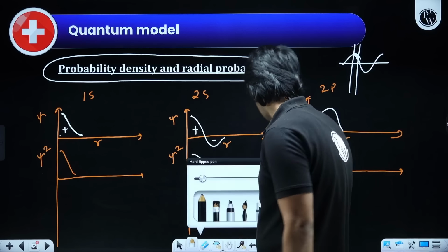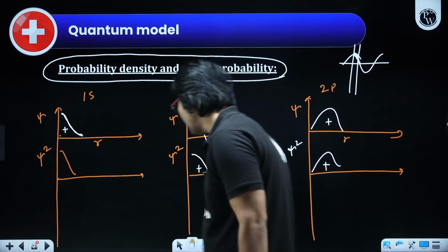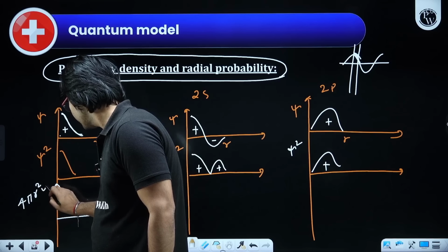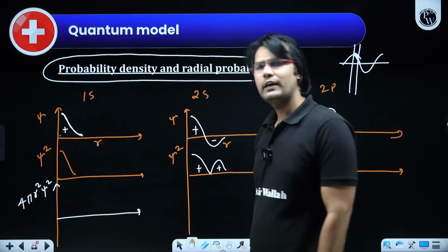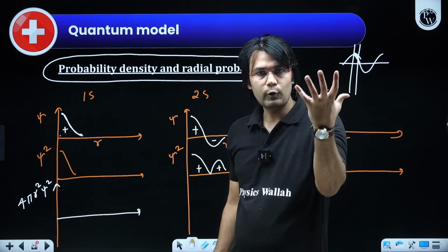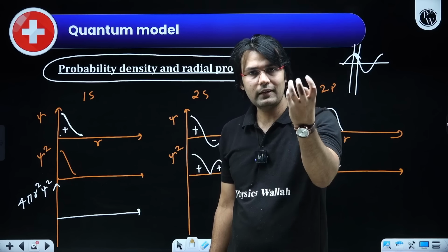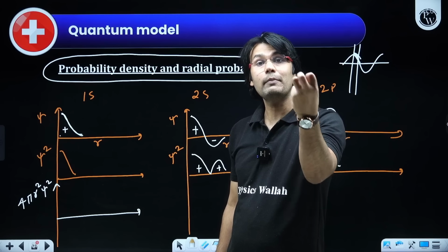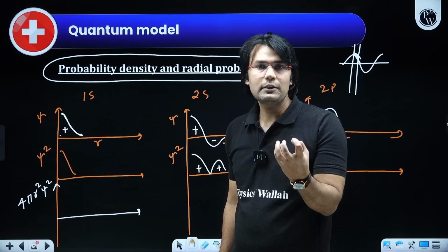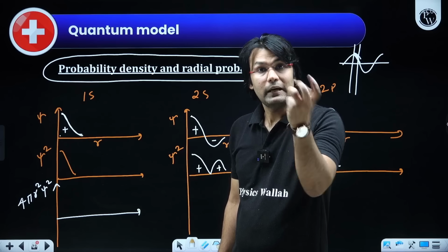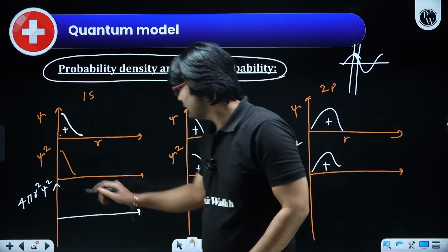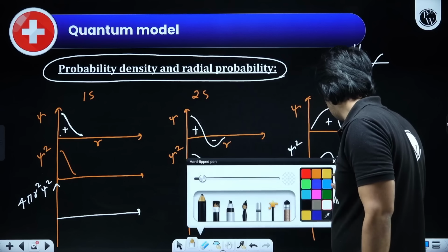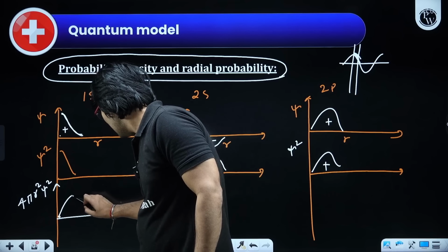Now the radial probability is basically denoted by 4 pi r square psi square. Radial probability tells you that in an atom, in an orbital, if you take a small volume, a small space, what is the probability of finding the electron in that space? So that radial probability is basically the volume of that space multiplied by the probability density. That's why we write 4 pi r square dr into psi square, and that will be very easy for 1s. It's like half of the wave.